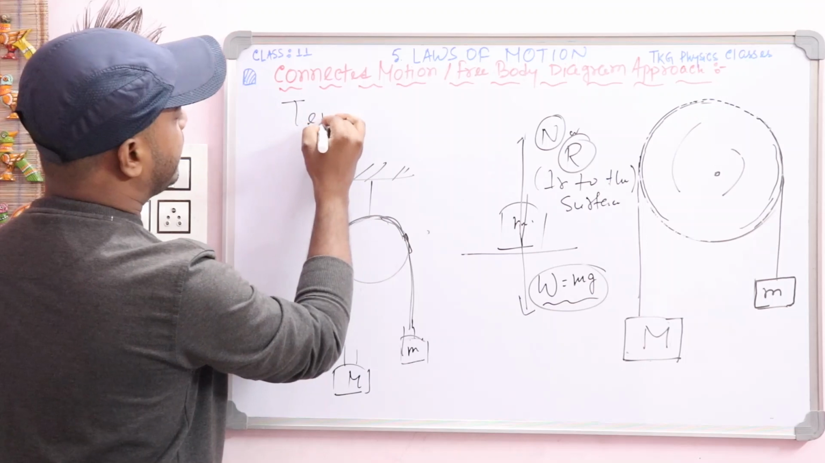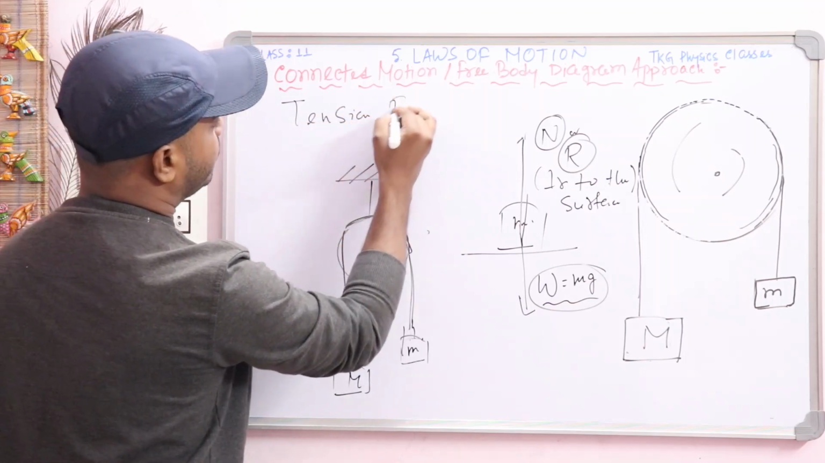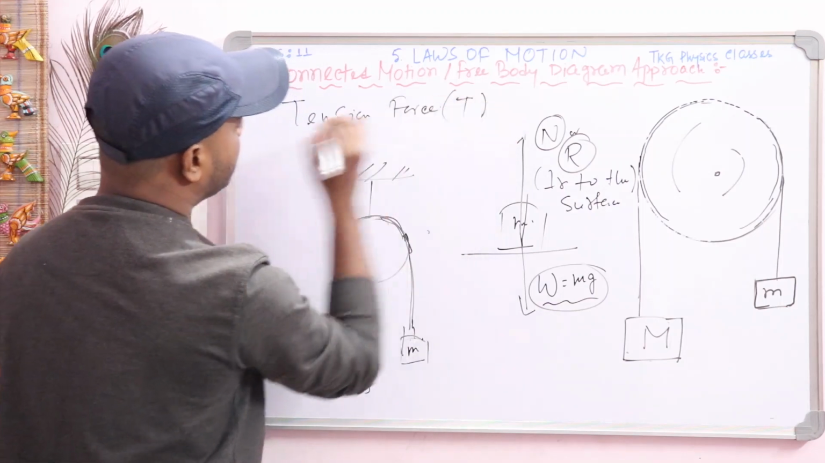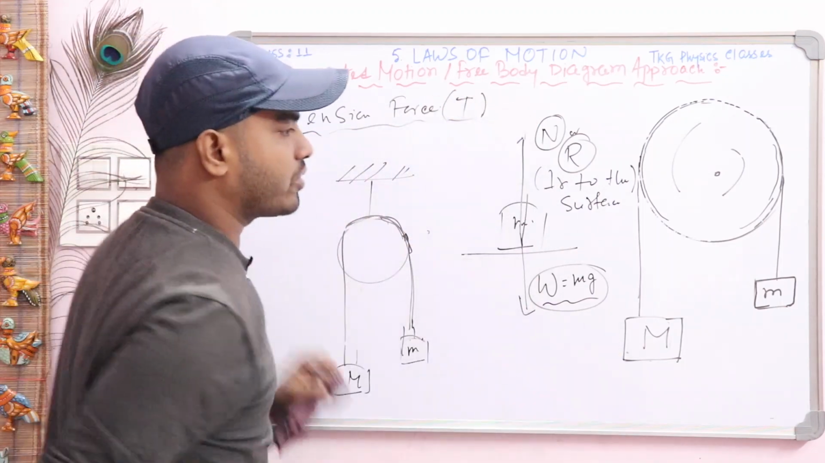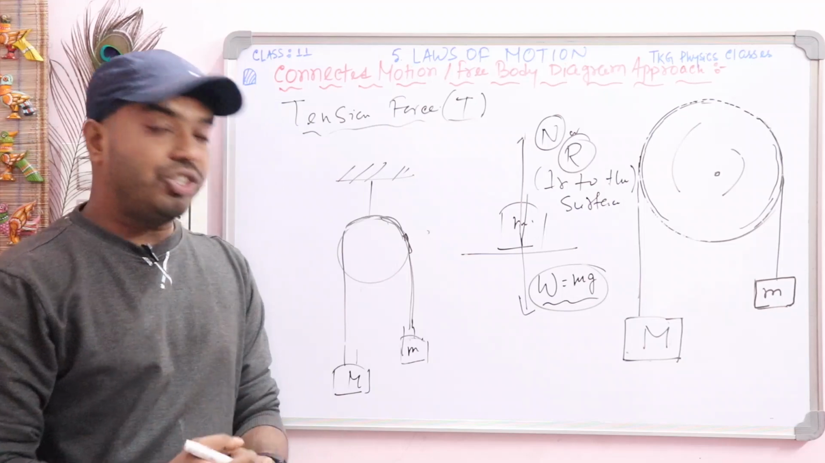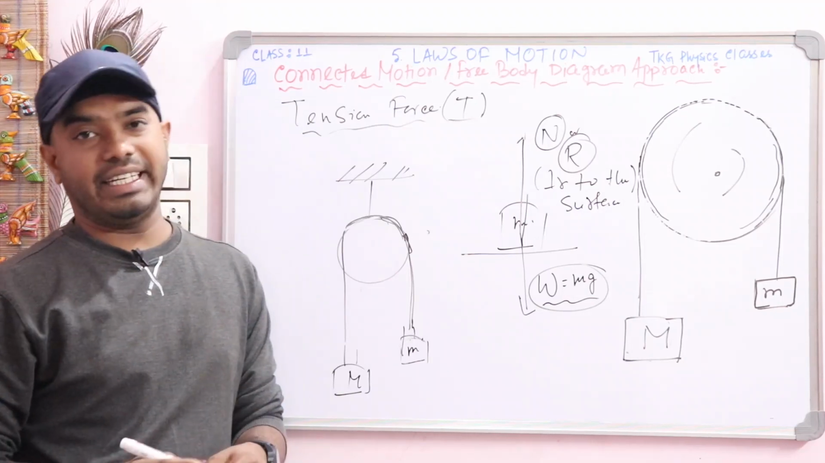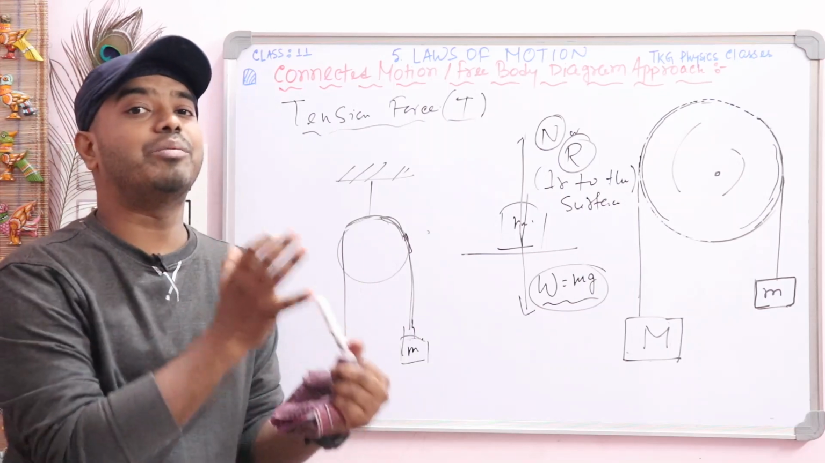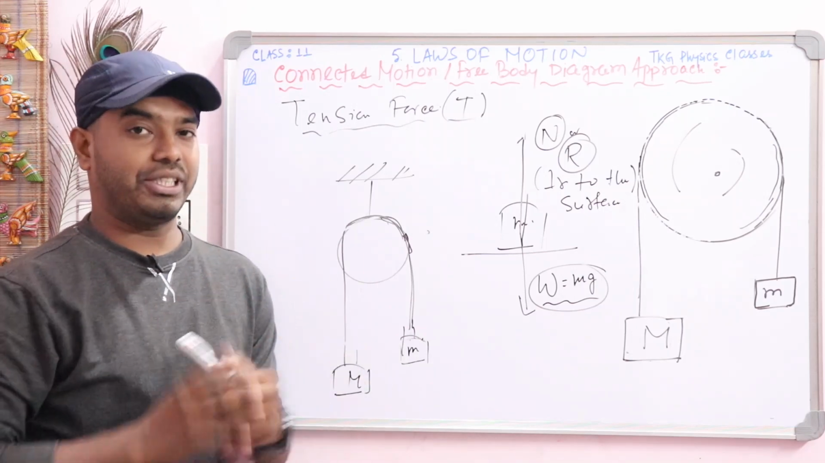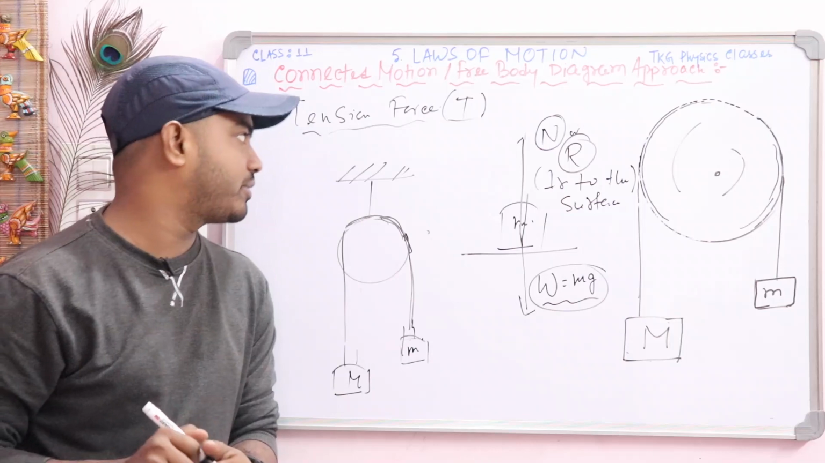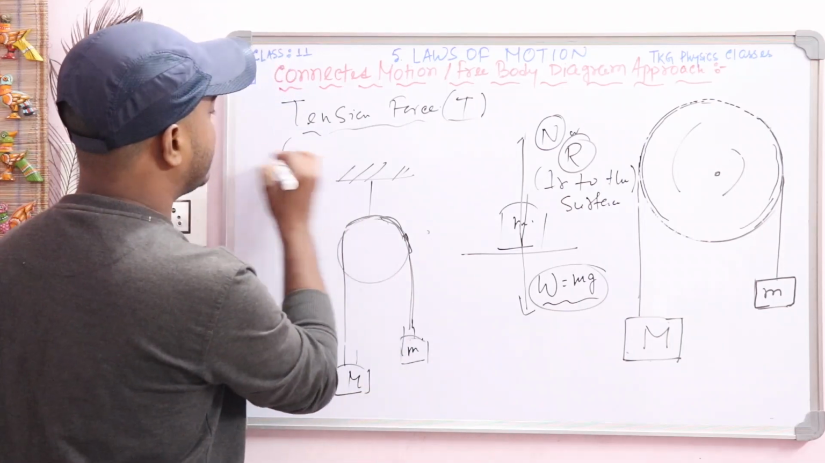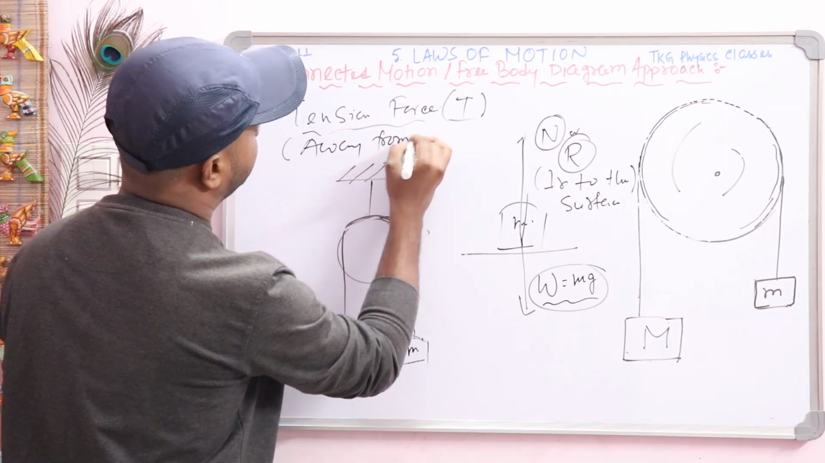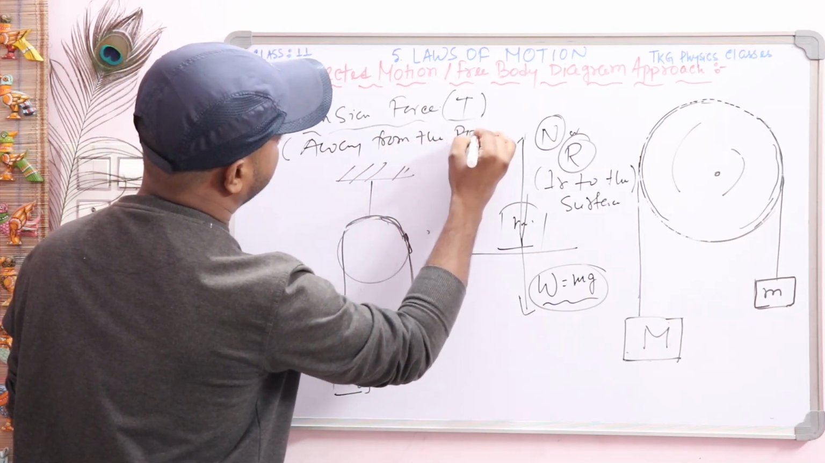Write it: tension force, which is named by the symbol capital T. Now the direction of tension force is always away from the point, away from the object. Mind it, very important students. So write it: it is always directed away from the point.